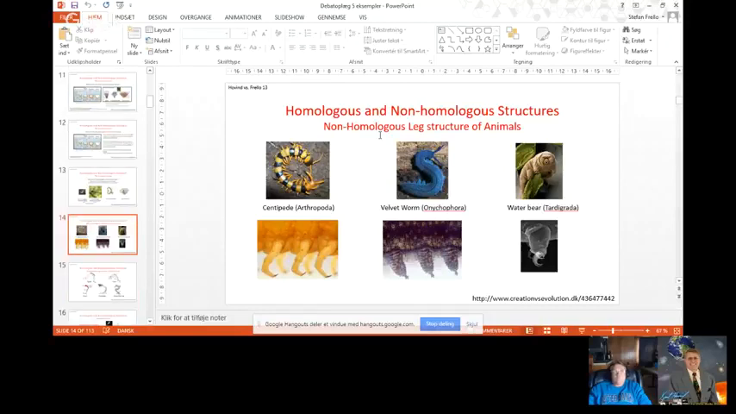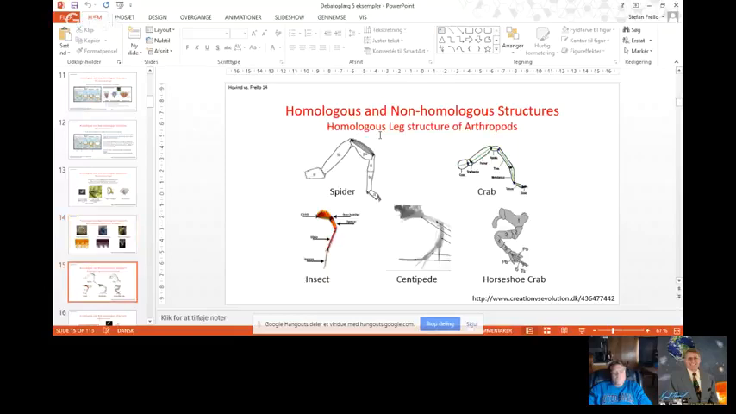The same is true for various other homologous and non-homologous structures, like the legs of these different animals. They are performing the same function for walking, but they are completely different structures. While in the arthropods, you have different animals, so the crab and the spider and an insect, and even a horseshoe crab, these strange-looking creatures, and the basic structure of their legs is the same.